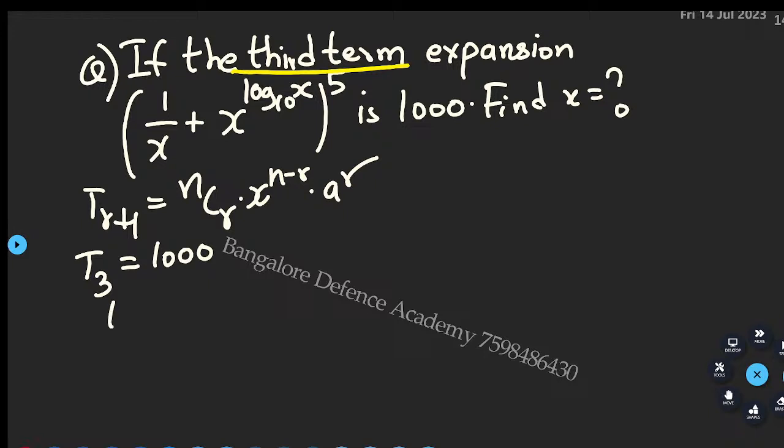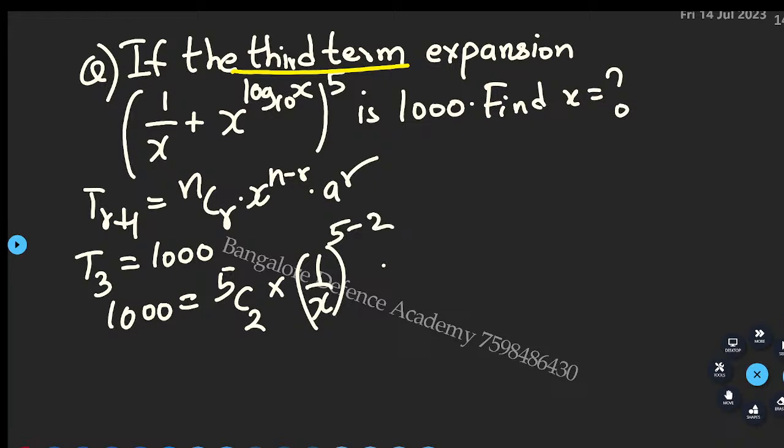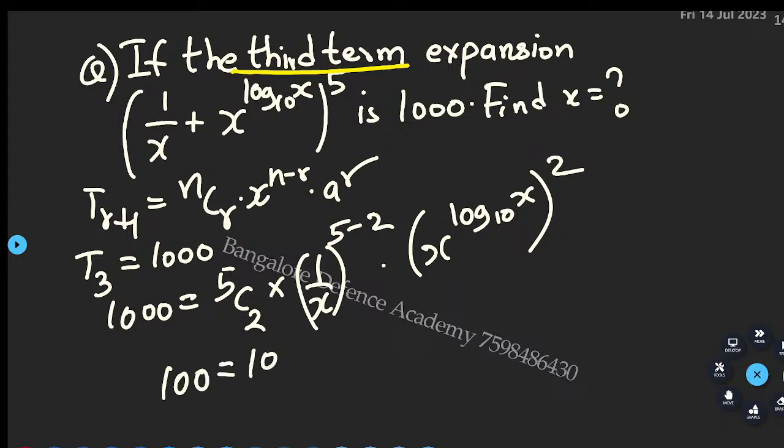So I write 1000 is equal to 5C2 into, what is the x value here, 1 by x to the power of 5 minus 2, into, what is the second term here, x^(log x to base 10) to the power of 2. r is 2, right? Now 5 minus 2 is how much? 3. 5C2 is 10. So can I cancel? This becomes 100.